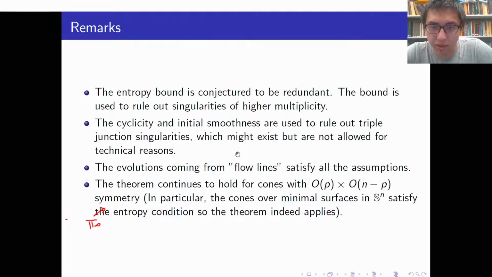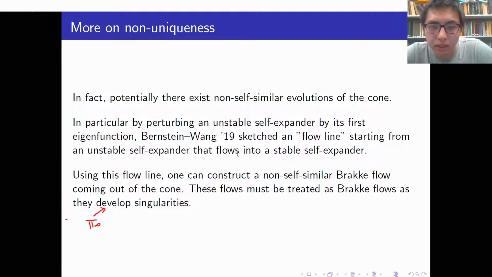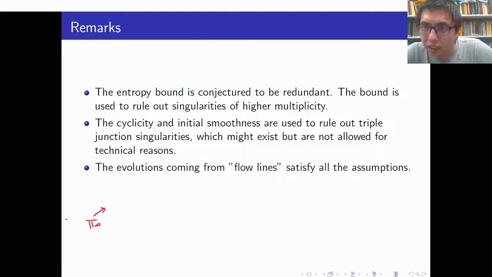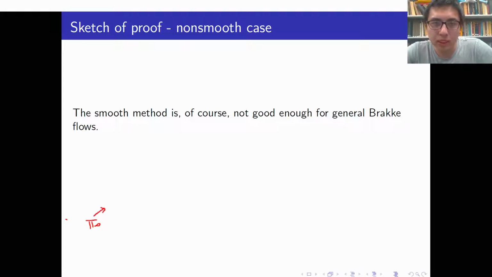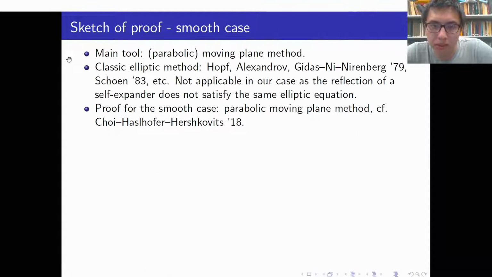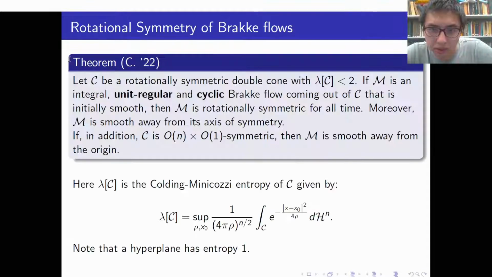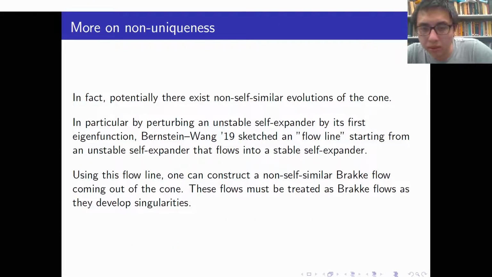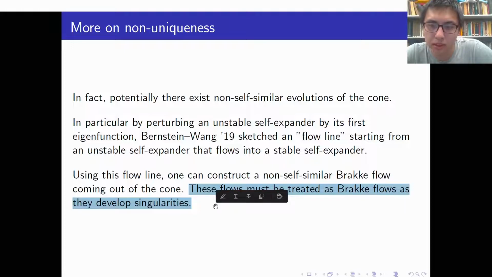One thing I haven't mentioned is why these non-uniqueness flows must develop singularities, which I kind of forgot. So I'll try to explain here. So what essentially happened? Actually, let's go back. Sorry for the little bit messy organization. Let's go back here. I want to explain this highlight here, that these flows must be treated as Brakke flows.